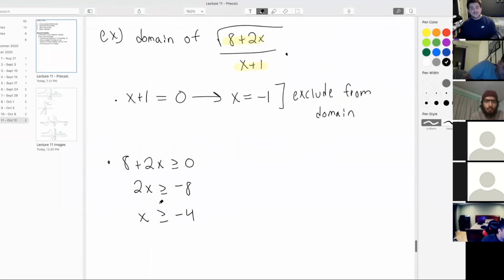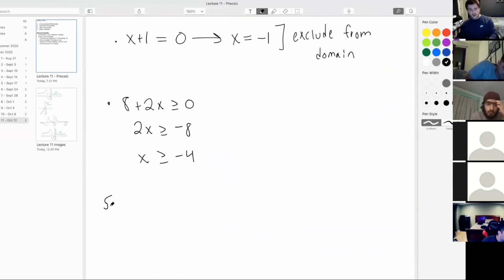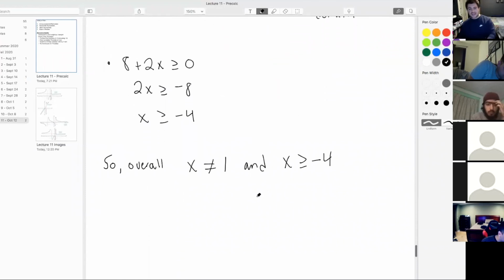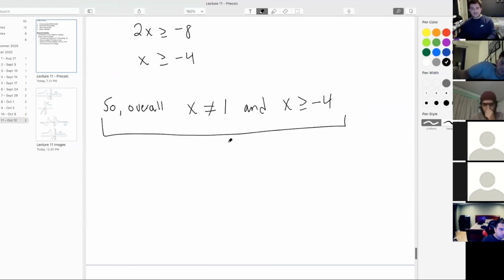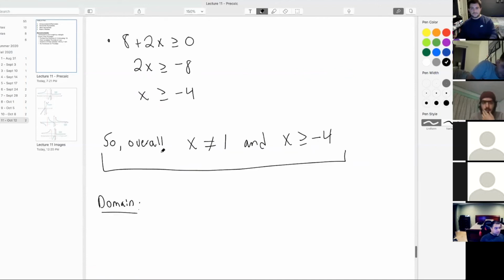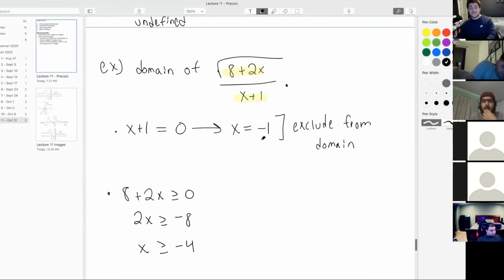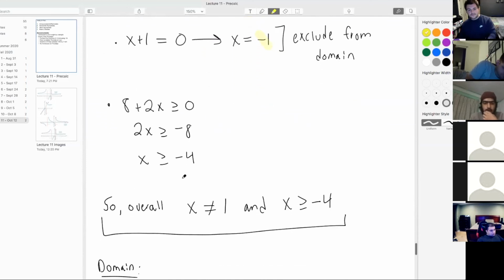Okay, so here are our exclusions. Overall, x cannot be negative 1, and x must be greater than or equal to negative 4. Our x values must satisfy these two conditions simultaneously. So how do we write this in interval notation? It wouldn't be 1, it would be -1? Oh, it is -1. Yes. Thanks, Camille. Yes, -1, definitely.